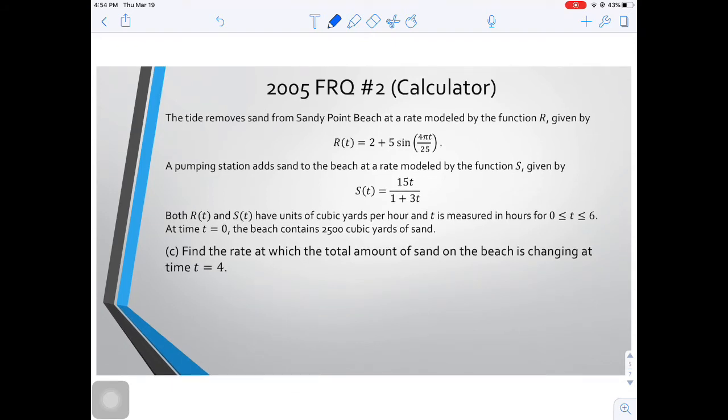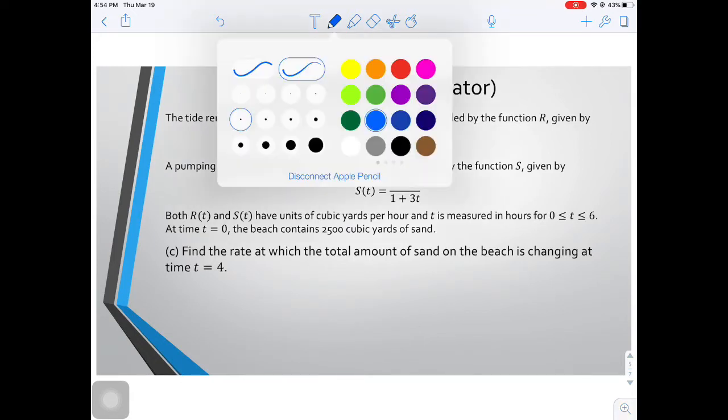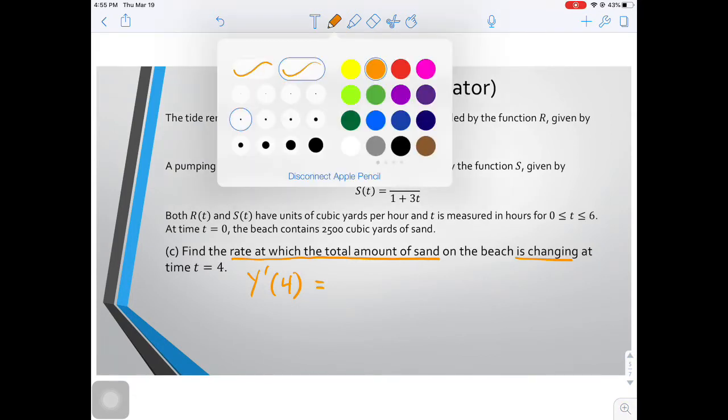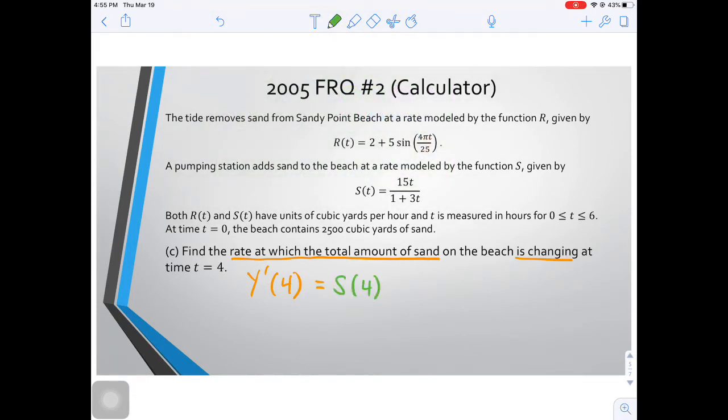All right, part C. Part C says, find the rate at which the total amount of sand on the beach is changing at time t equals 4. Well, we are already prepared to do that. The rate at which the total amount of sand is changing, that's our y prime. So we really just want y prime of 4. So y prime of 4 is just going to be s of 4 minus r of 4. So we can calculate that. We can just type those in on our calculator. This is the calculator problem.